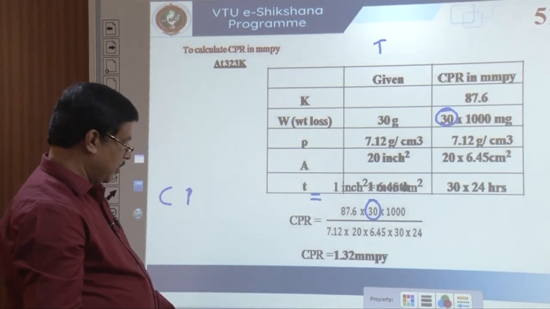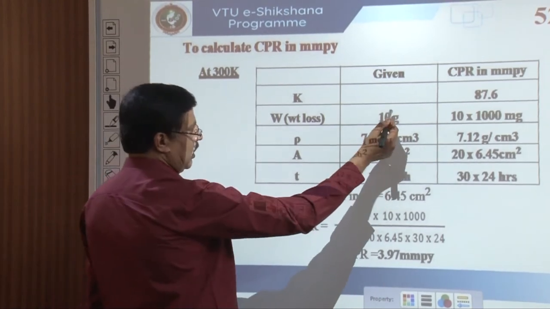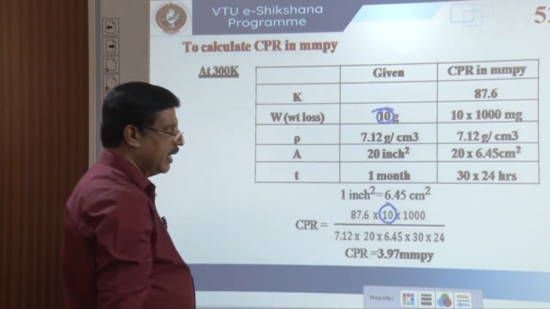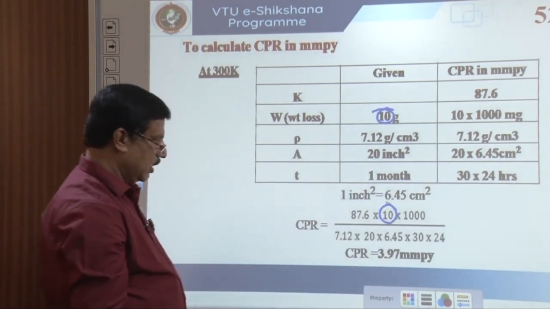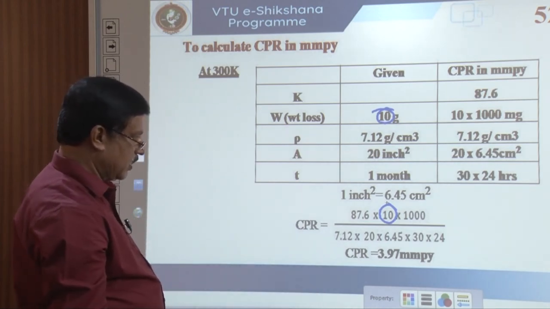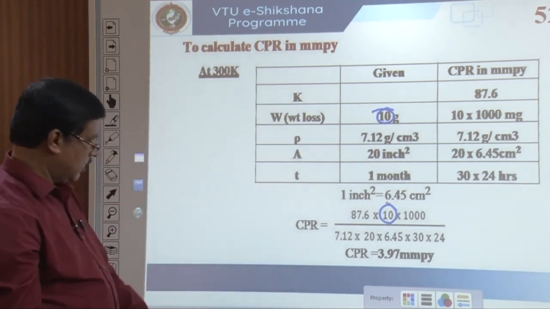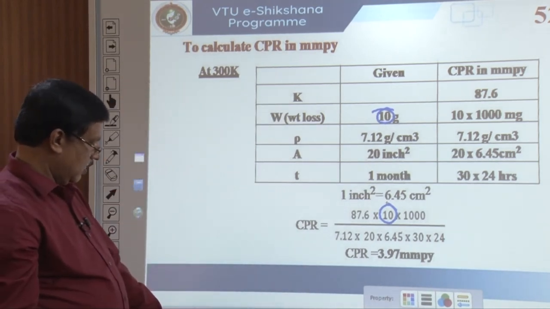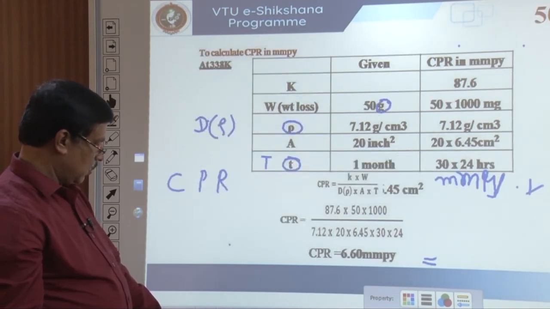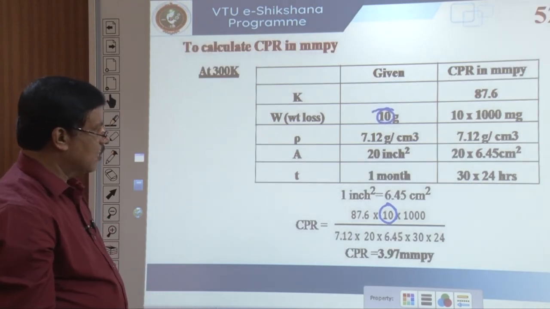And then for the another temperature, 300 Kelvin, this is 10. Now you change only this value, 10 into 1000, and 7.12 into 20 into 6 and so on. You will get about 3.97 millimeter per year. See, 3.97 for one temperature, 1.32 for another, and 6.60 for the other. So depending upon the temperature, you are going to get different values.